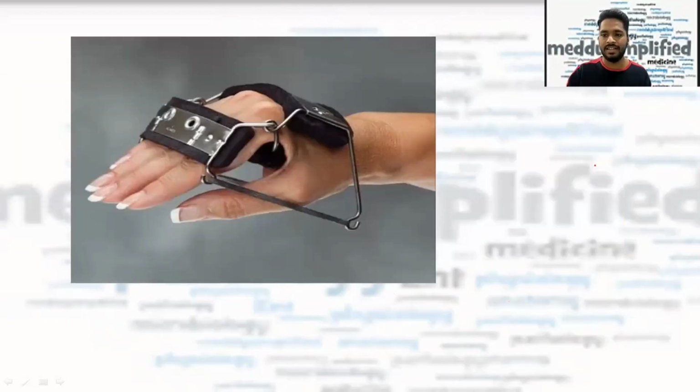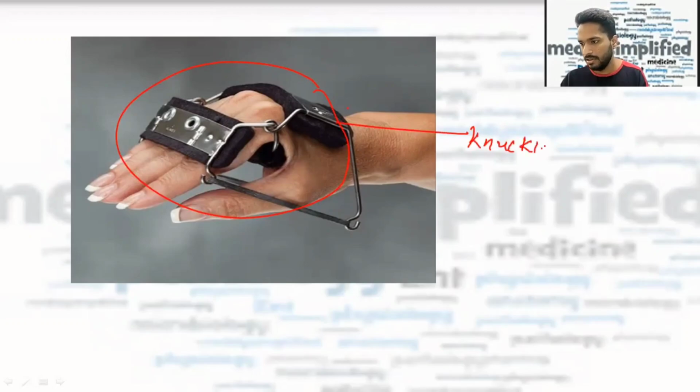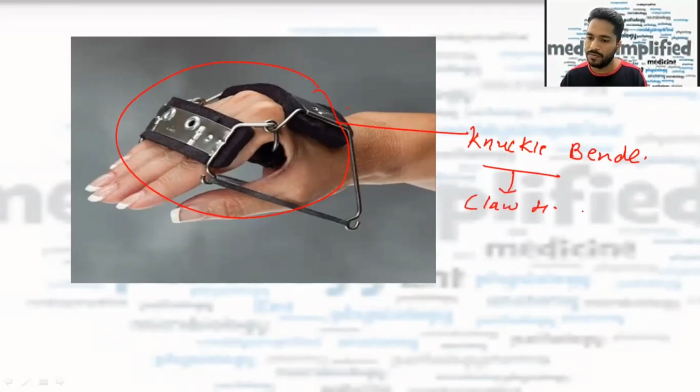Now you can see the knuckle here, and his knuckle is bent down. So this is known as a knuckle bender. This is usually used for claw hand, and what we learned is that claw hand occurs in Klumpke's paralysis.